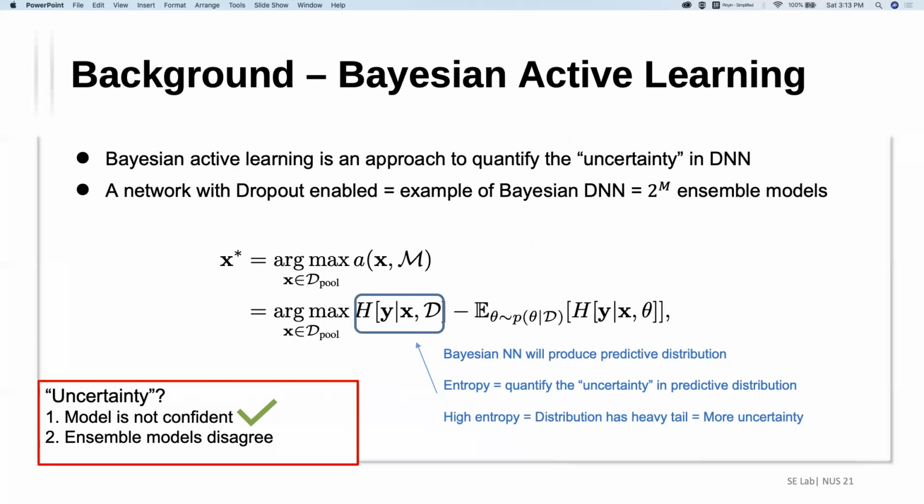Given the Bayesian DNN, each weight is actually a distribution, right? Yeah, it's a distribution, and for a network, it is actually an integral, a combination of many distributions. So it's maybe intractable. That's why later I will introduce how we approximate this uncertainty function by using dropout.